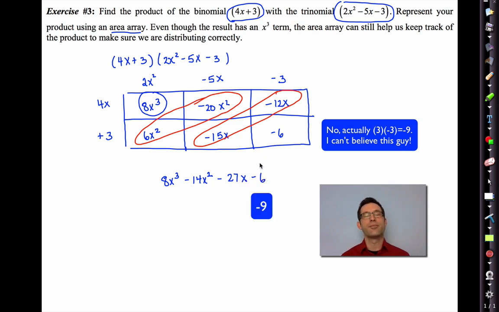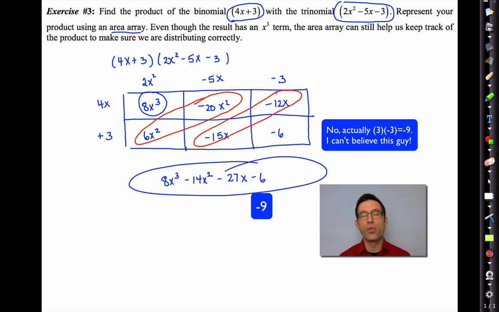So there's our product. Now there's absolutely no reason why you have to draw that picture. You know, you could just distribute the 4x, distribute it through, then take the plus 3 and distribute it through. And I'll do that sometimes as well. But the area array helps us keep track of all the various products going on.